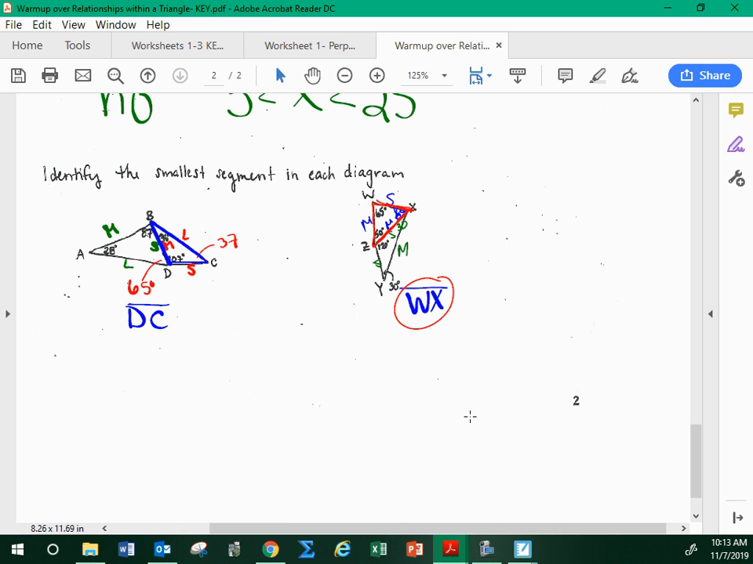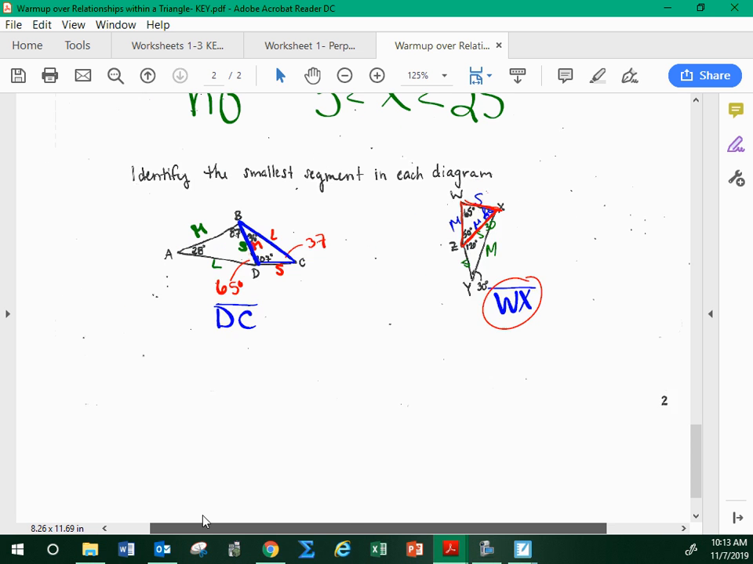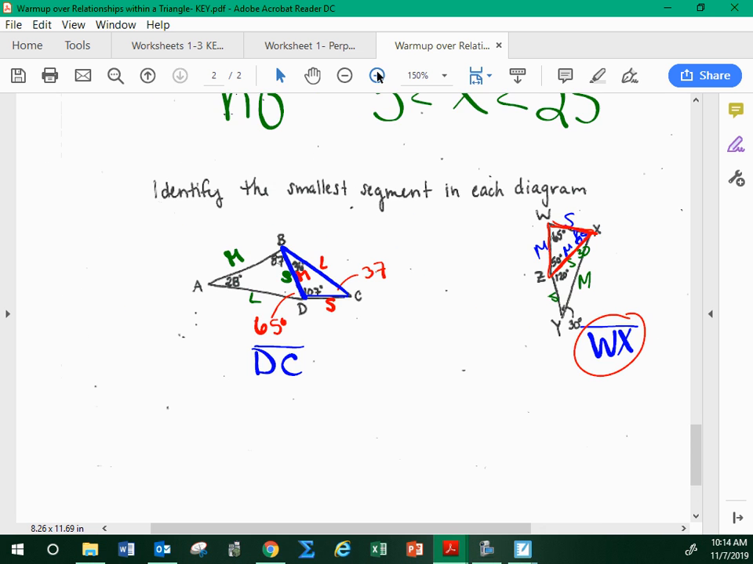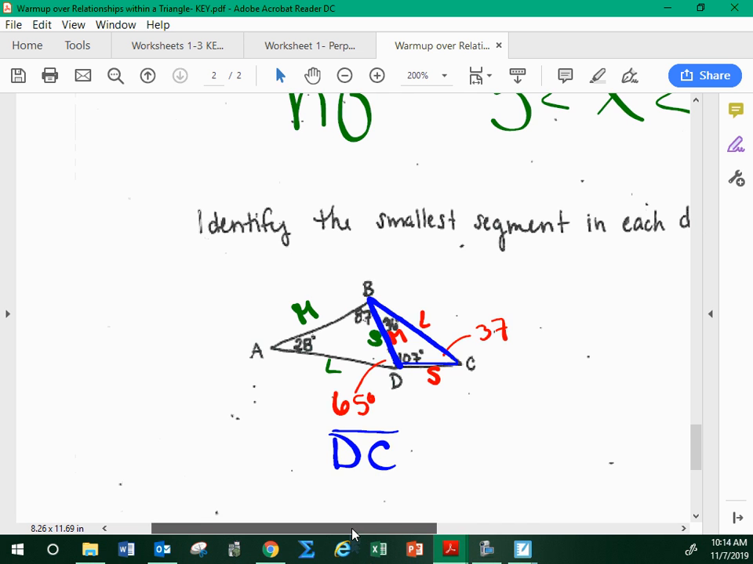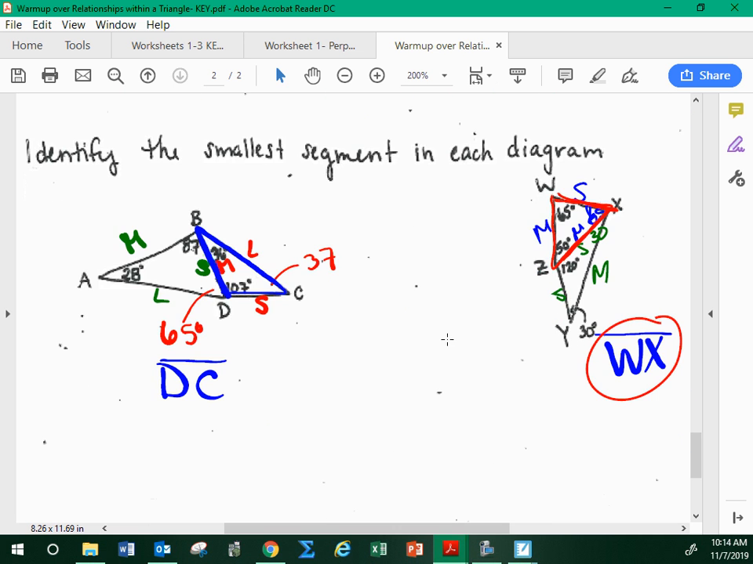All right, now our bottom ones here. This is similar to a couple problems we had in our textbook homework. It says identify the smallest segment in each diagram. So we want the smallest overall. Now remember that theorem, small, medium, large, you can only use within one triangle at a time. So I cannot take a look at my first picture here and say, oh, the smallest angle in the whole picture is 28 degrees. Because again, I can only look at one triangle at a time.